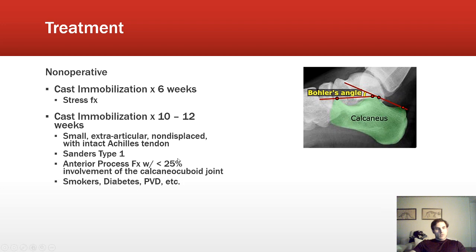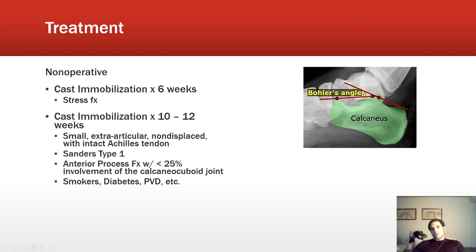So this is something you're going to want to look at very closely if you're on the fence about operative versus non-operative treatment, because this is not an uncommon occurrence. And then finally, if you're dealing with patients who have medical comorbidities that put them at risk of complications, like smokers, diabetic patients, patients with peripheral vascular disease, you might want to be more conservative and just cast immobilize them for 10 to 12 weeks.